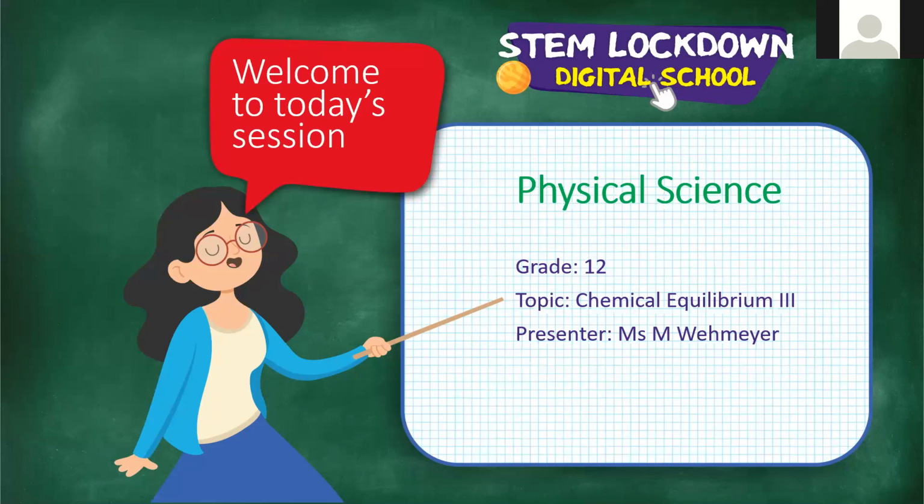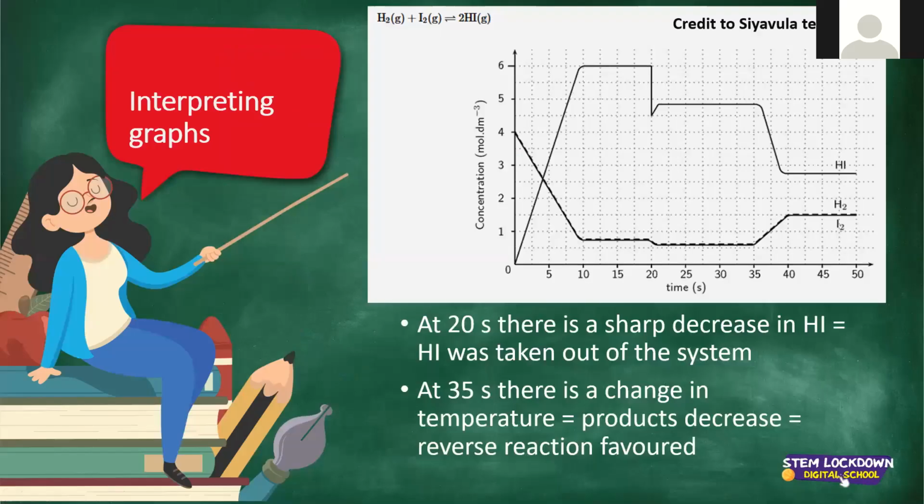Okay, hi guys. So today we are finishing off chemical equilibrium. We're going to start off where we ended yesterday and then hopefully finish with a past paper, and you should then be okay with chemical equilibrium, I hope. Okay, so yesterday we ended up on this graph, and I was trying to explain to you what happens at the 20-second mark and what happens at the 35-second mark.